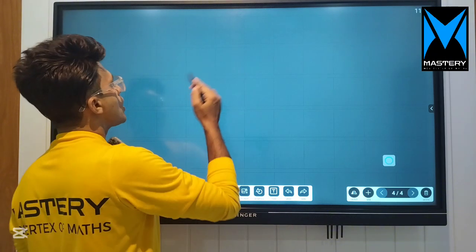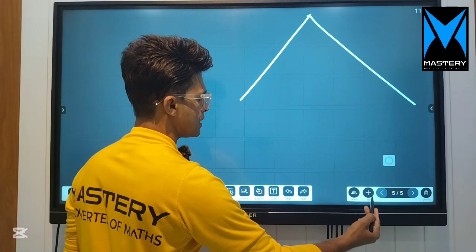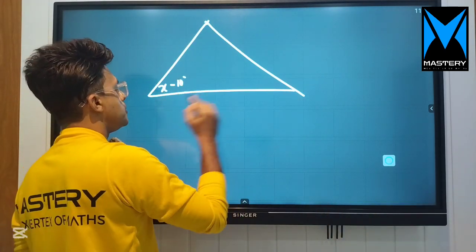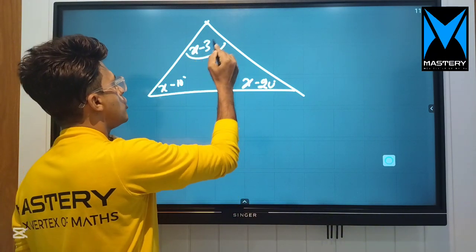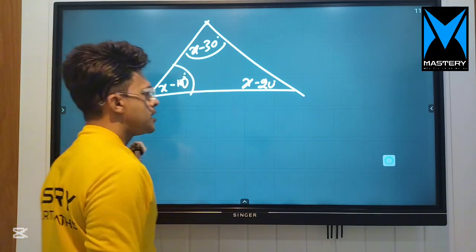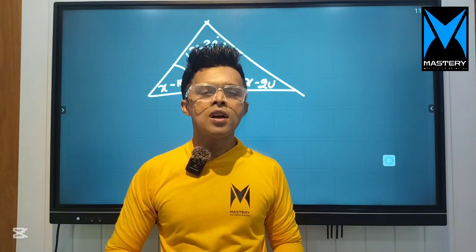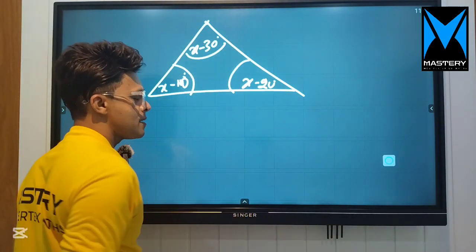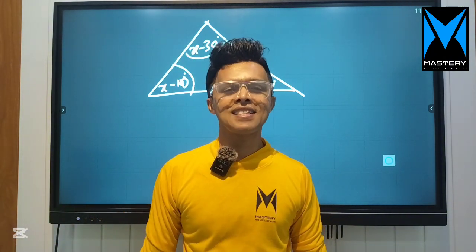So how can we get the value of x here? The angles are x minus 10, x minus 20, x minus 30 degrees. How do you get the value of x? I know that it's unlikely you'll see this type of question in your textbook. Just think of a way of getting the value of x. The basic idea we learned so far is that the sum of interior angles of any triangle is 180 degrees.